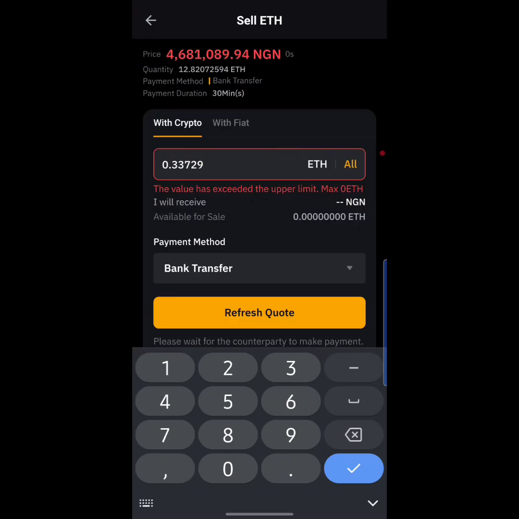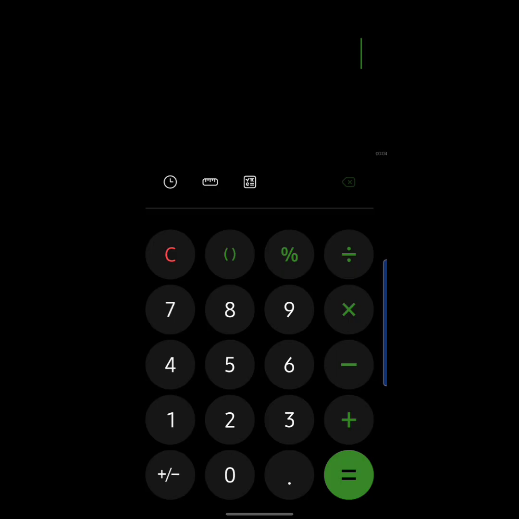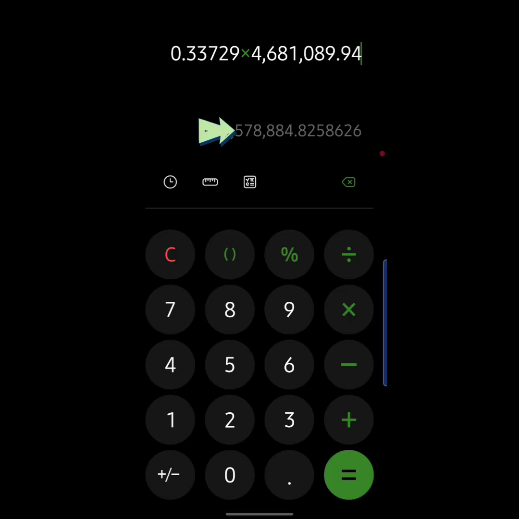Okay, so I'm going to go over to my calculator right now. So we'll just do the maths and see how it goes, guys. If we're going to be in profit or loss. Okay, so guys, let's go. Okay, guys, so here we are on my calculator right now. So I'm going to paste the amount of Ethereum we bought on the spot market right here. And then I multiply by 4,681,089.94. Okay, so guys, as you can see right here, this is the amount we're going to be getting after we sell our Ethereum. Okay, we're going to be getting the sum of 1,578,884.8 naira. Okay, so this is the amount we'll be getting, guys.